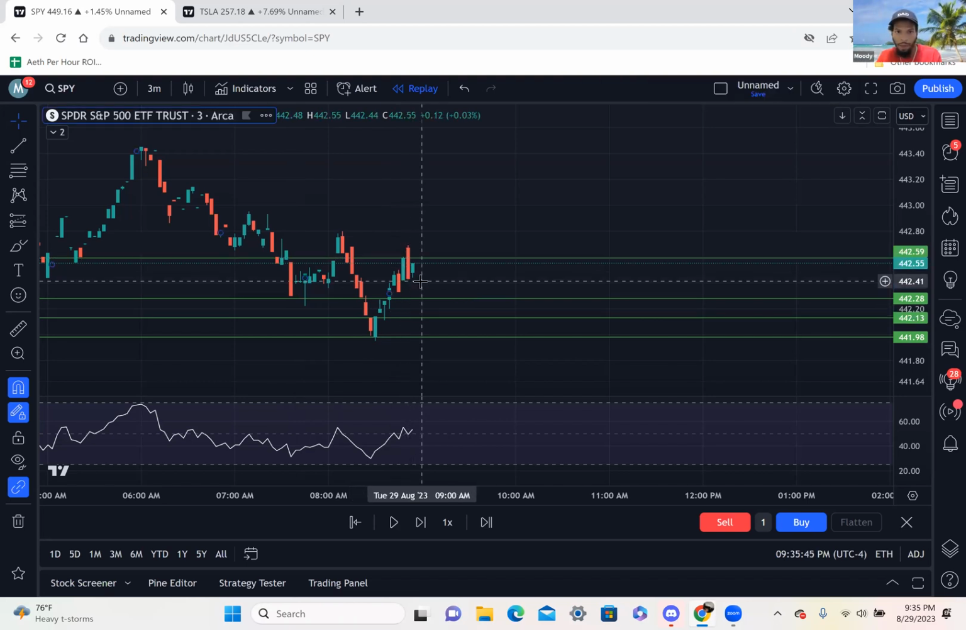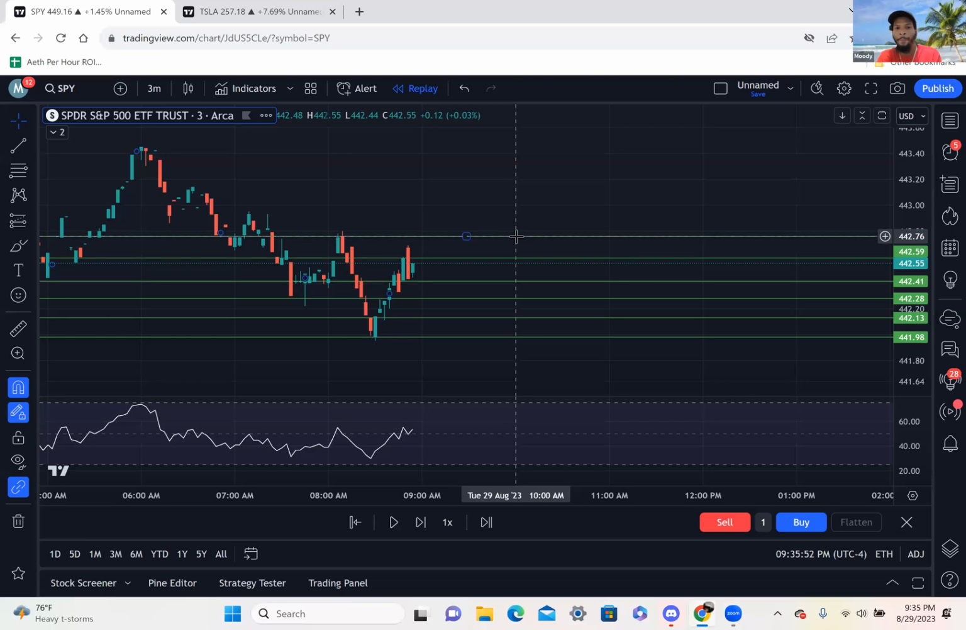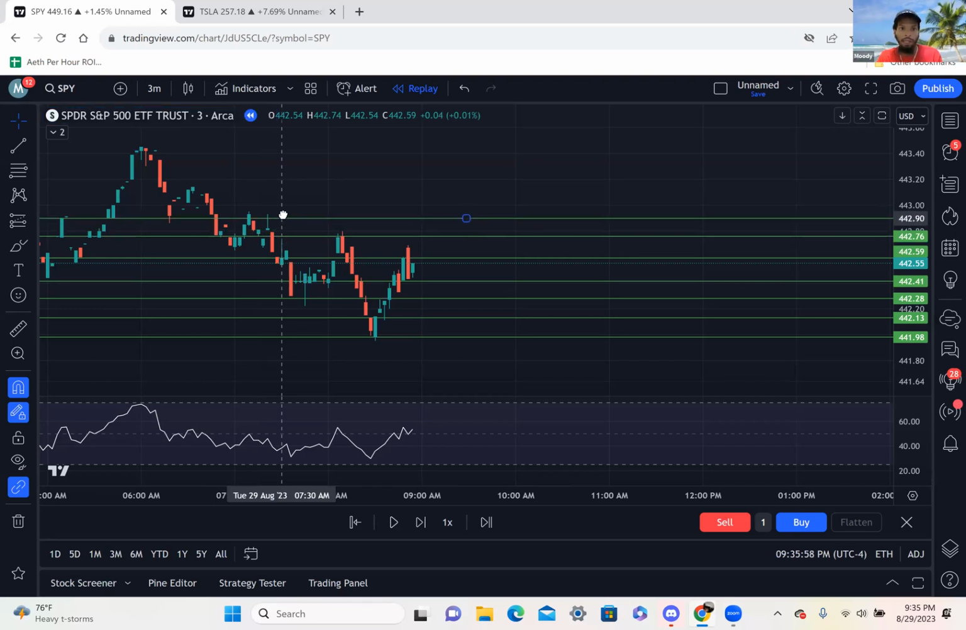Right there. Then you have one right here, right? Off the green and the red, right? Your next one is going to be right here, right? Your next one is going to be right here. And this is when everybody first met me. This is what my chart looked like 2 years ago.